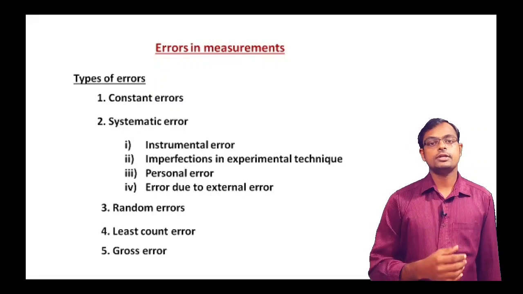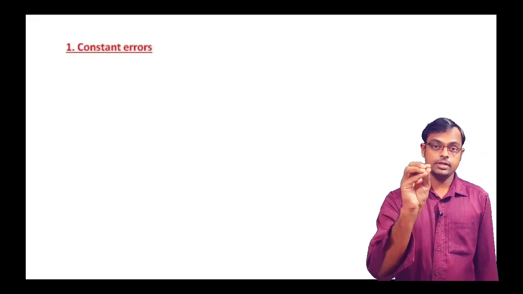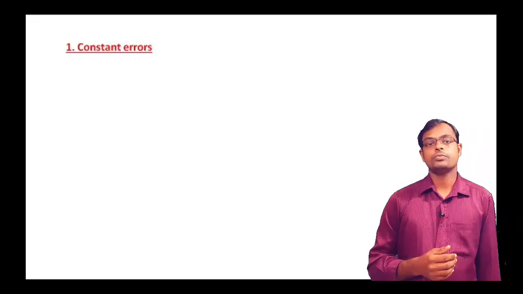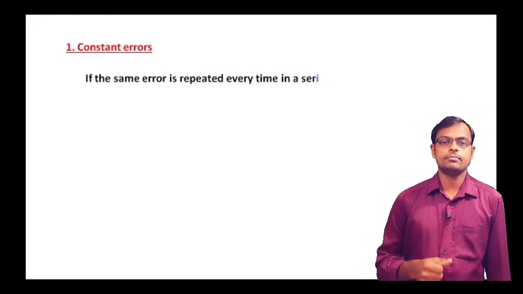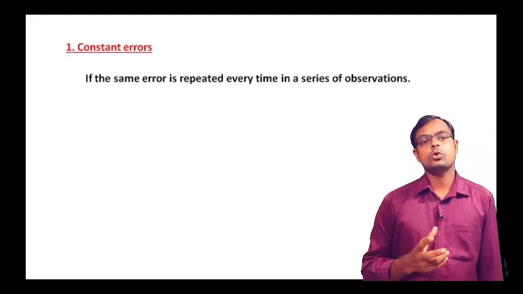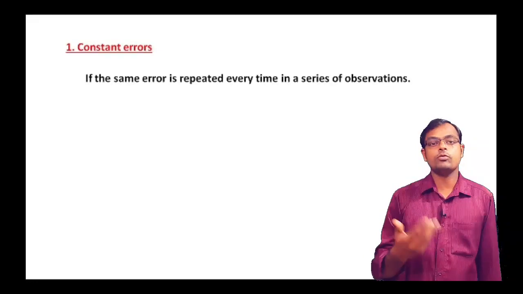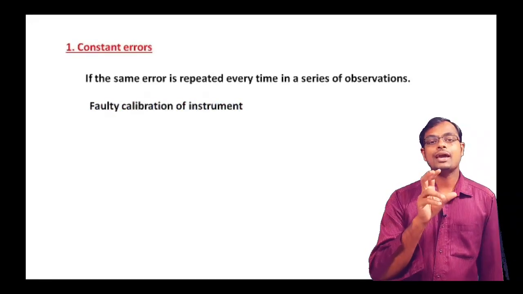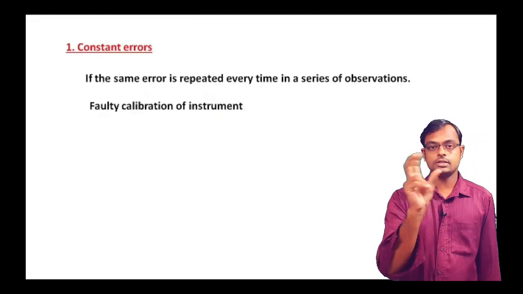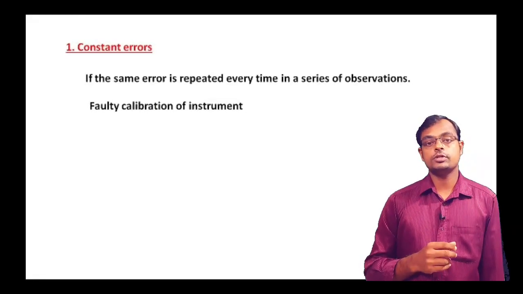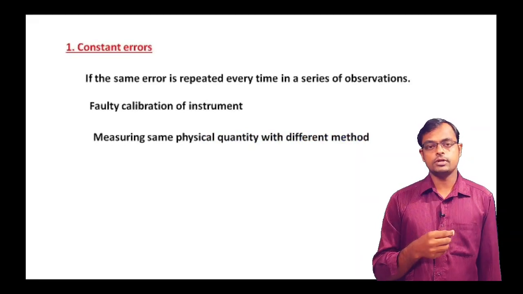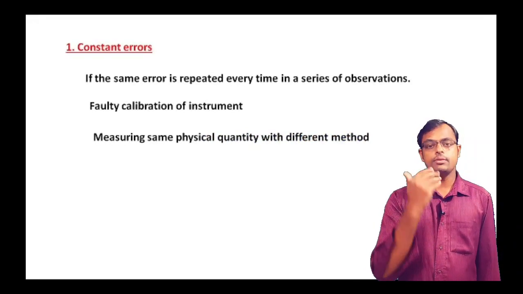Okay. So the first type of error is called constant error. The name implies the meaning: constant, that means the error is constant. So what is meant by constant error? If the same error is repeated every time in a series of observations, that is called constant error. Always the same type of error is coming there. And that is mainly due to faulty calibration of the instrument. That means we have not properly adjusted the instrument. So when we are measuring a physical quantity, the chance of this error is called constant error. Always the same type of error is coming there.